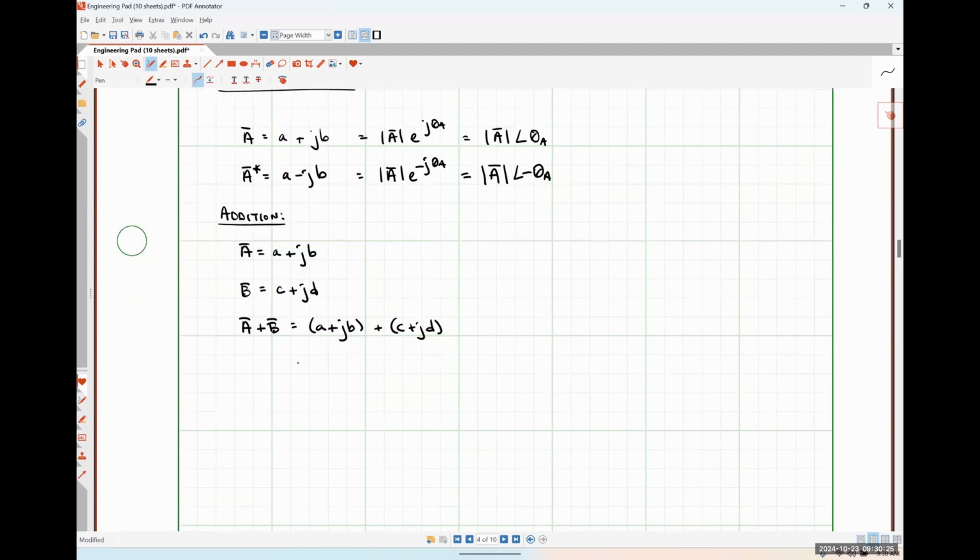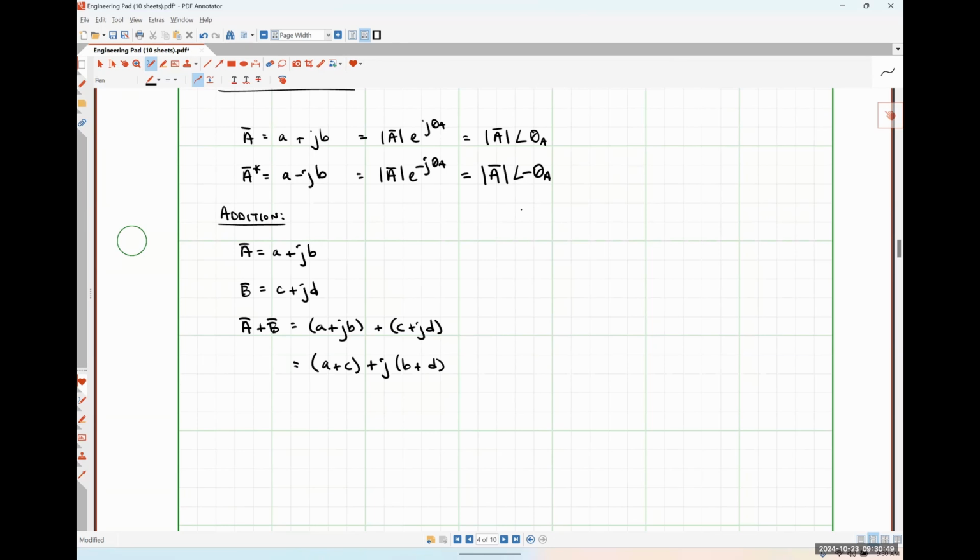And I treat this just like any old vector addition, right? So I'm going to add my real parts together. I'm going to add my imaginary parts together. So I will have a plus c plus j(b plus d). Nothing particularly wild or crazy. Okay.